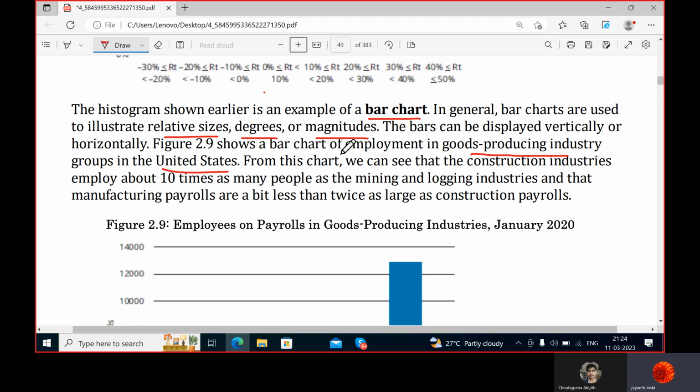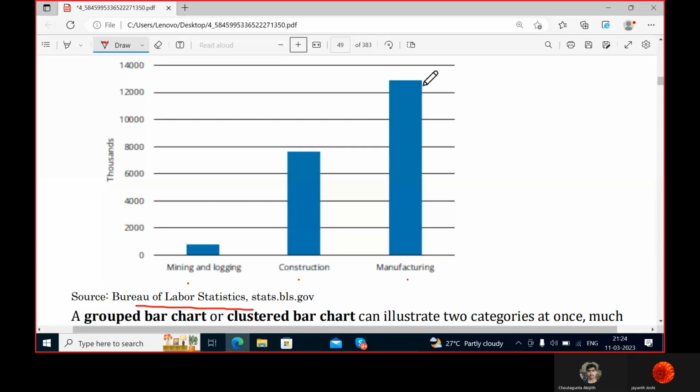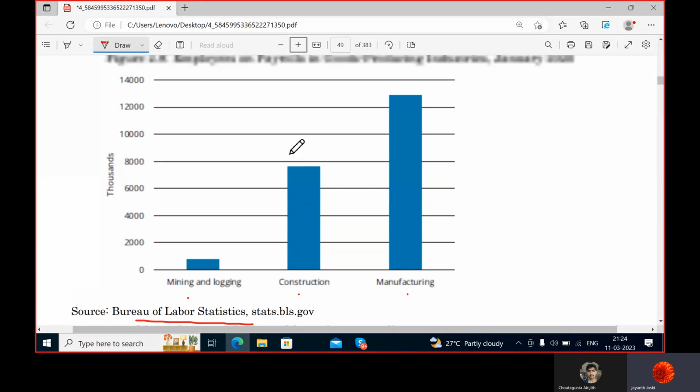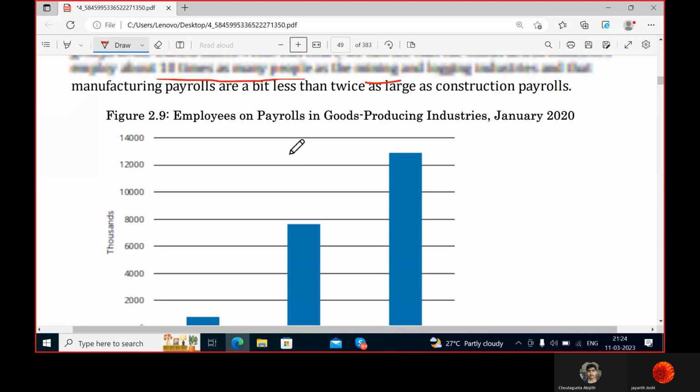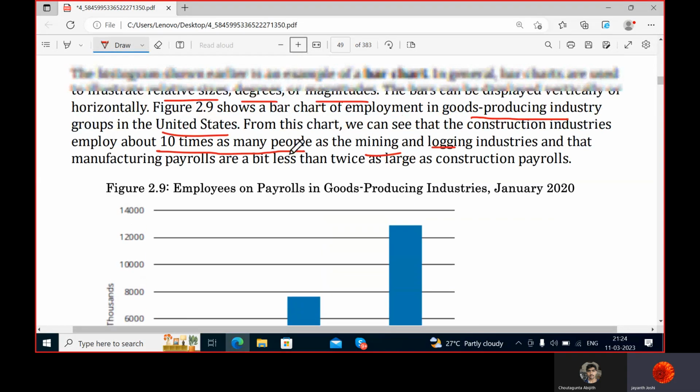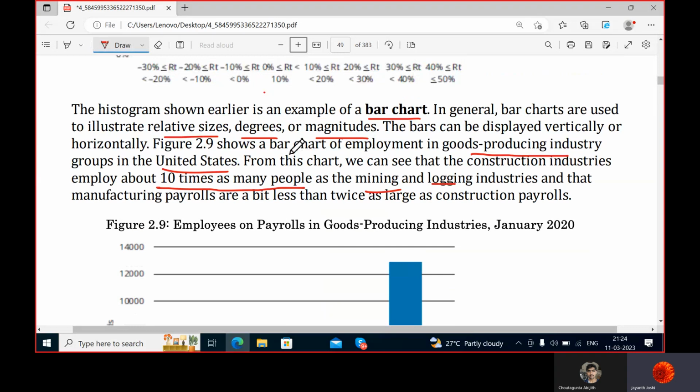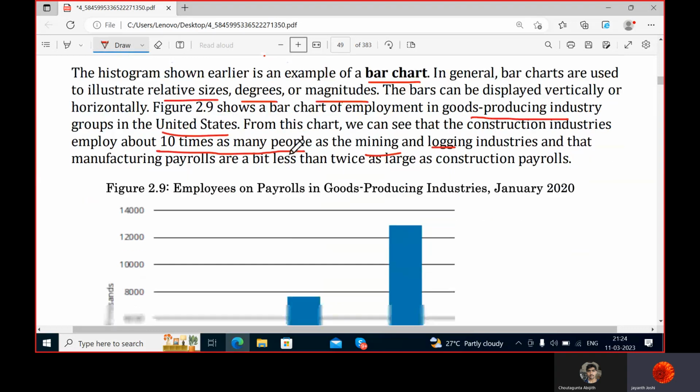From this chart, we can see that the construction industry employs about 10 times as many people as mining and logging. That's right? Is it so? Yeah. In manufacturing, in what did they say? Construction. They said almost 10 times. Construction industries employ about 10 times as many people as mining and logging industries.